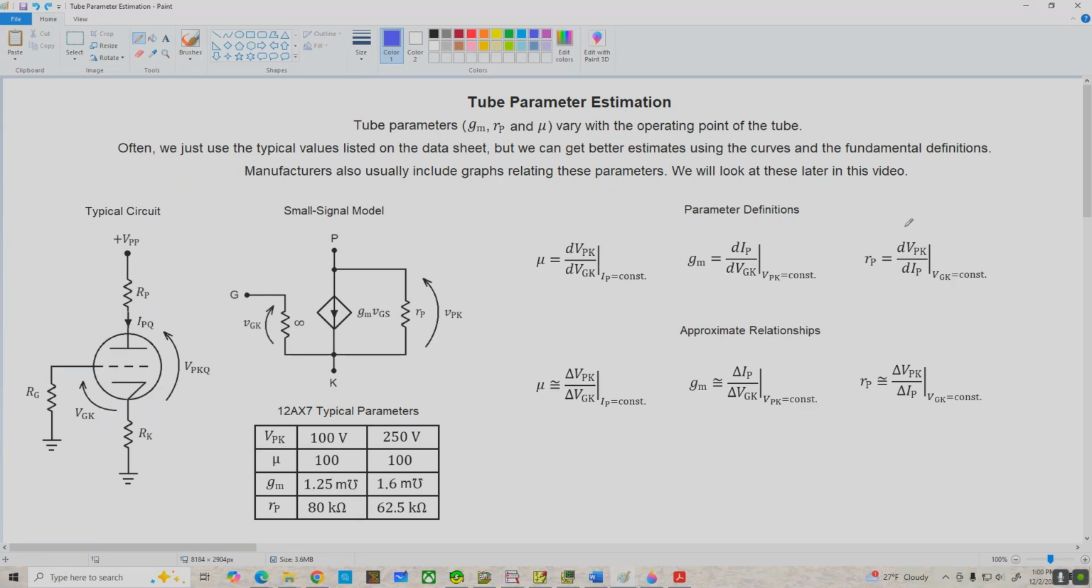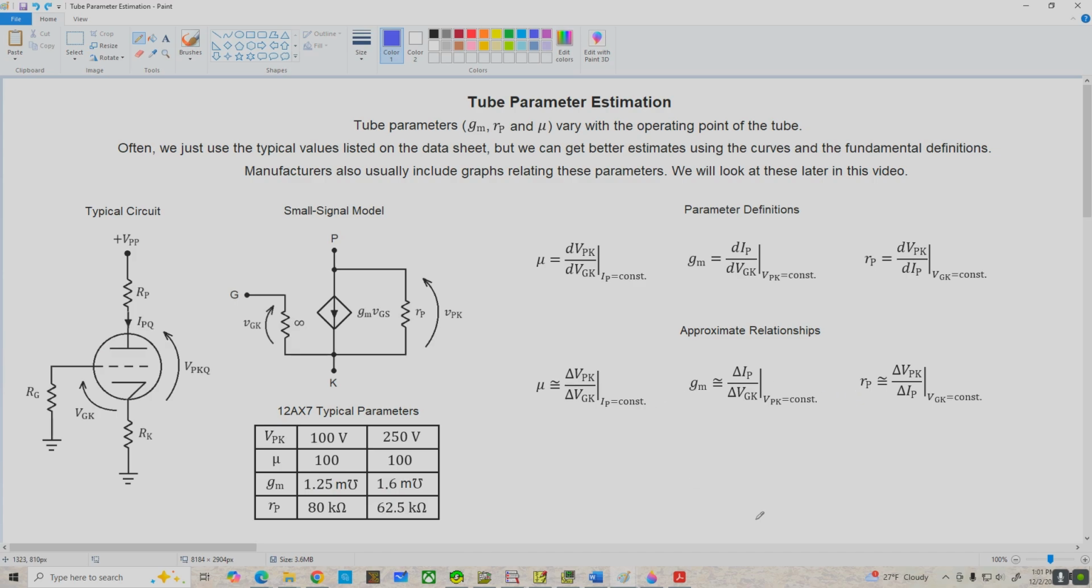Now, over here on the right side of the page at the top, we've got the parameter definitions, and notice they're all based on derivatives. For example, mu is the derivative of VPK with respect to VGK, with plate current held constant. Now, these are great if you're deriving things from first principles using vacuum tube physics, or maybe even designing vacuum tubes themselves. But we're just looking at the tube as a circuit element, and we're going to use these approximate relationships in conjunction with the plate curves to estimate all these parameters at a given Q point.